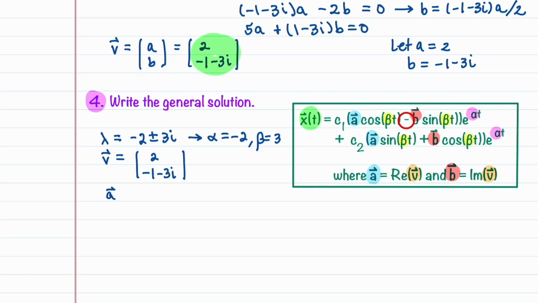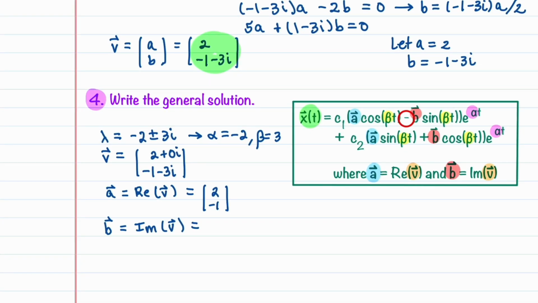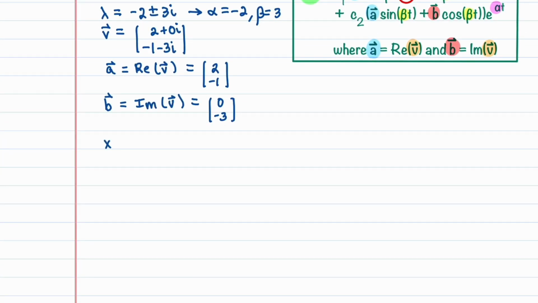Vector A is the real part of our eigenvector. So that is going to be equal to (2, -1). And then B is the imaginary part. Let's go up here to vector v and let's just add on a plus 0i so that we can see that vector B is going to be equal to (0, -3). We can now write down our solution.